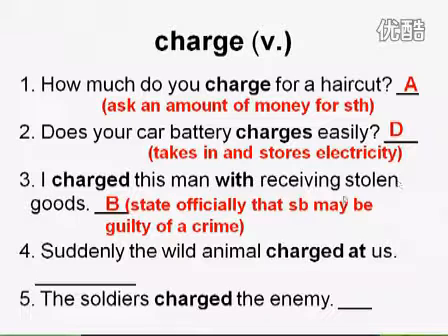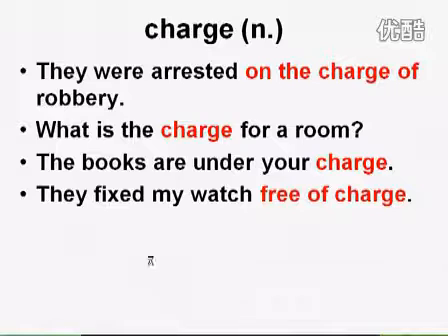The next one is: the wild animal charged at us. 那这个相对来说好理解一些，就相当于我们所说的 attack 袭击、攻击 attack. The soldiers charge the enemy. Well, the same meaning, right? Attack 袭击、攻击。Okay. Now, 好，那么这边这个 charge 也可以用作名词，我们来看一下几个句子。They were arrested on the charge of robbery. Robbery, remember rob. Robbery is a noun form. 抢劫 right? 他们被捕了，是因为被控抢劫 right? On the charge of robbery, here's a noun form.